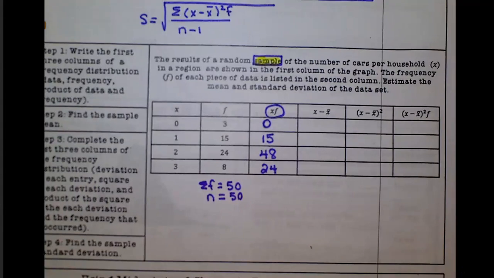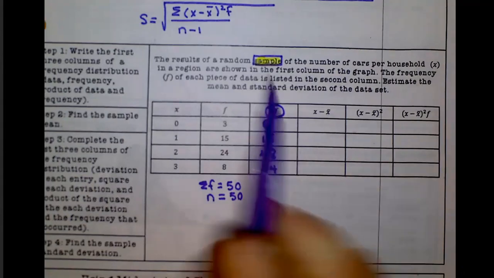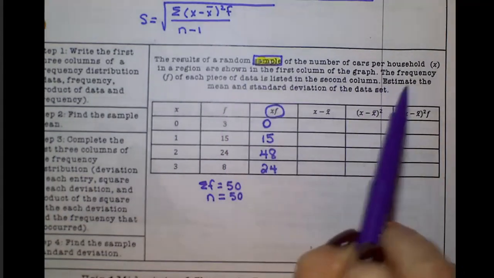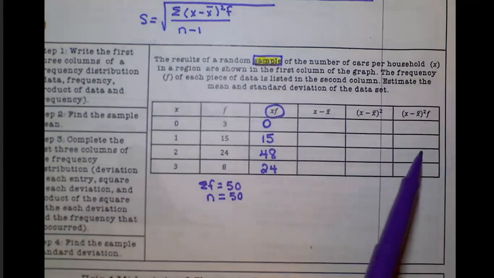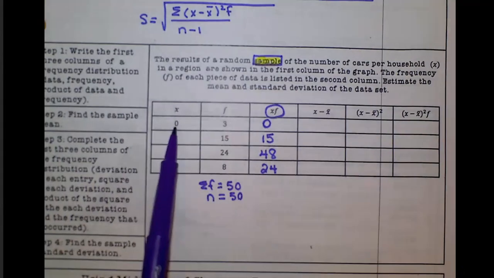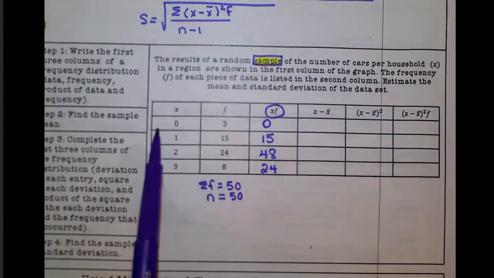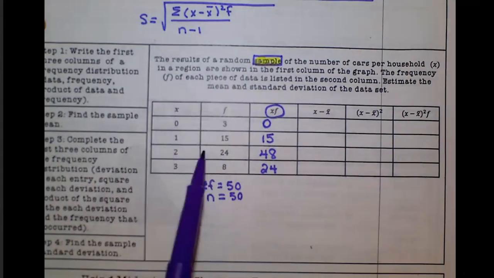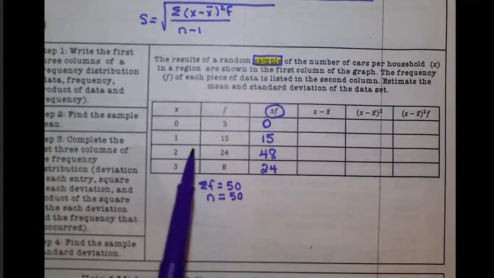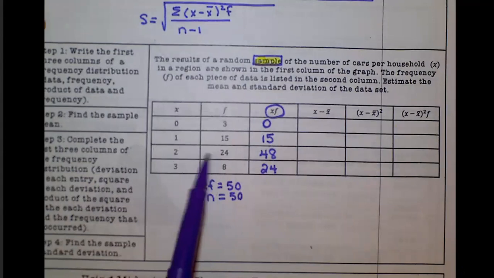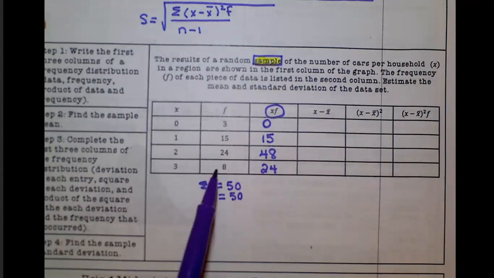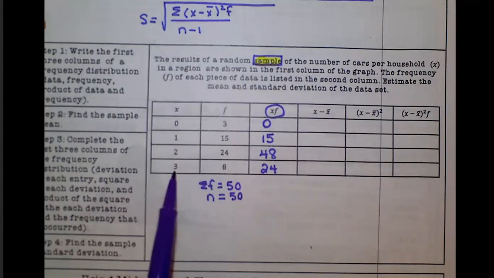Now, when I think about this, I'm going to look and see what this question is actually telling us. It says that the results of a random sample of the number of cars per home in a region are shown in the first column. So what this means is there were 3 homes that had no cars. There were 15 homes that had 1 car. There were 24 homes that had 2 cars. And there were 8 homes that had 3 cars.